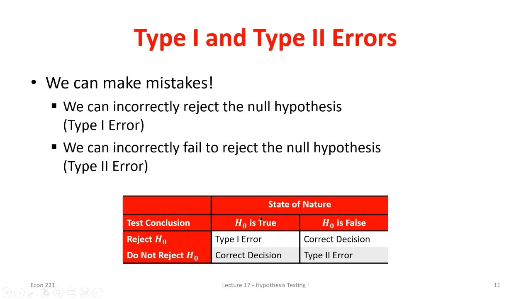If the null is true and I failed to reject it, well, that's a correct decision. And if the null is false and I rejected it, that's a correct decision. So whenever the null is true and I accidentally reject it, that's what we call a type one error. Anytime that it's false, but we failed to reject it, we should have been rejecting. We'll call that a type two error.